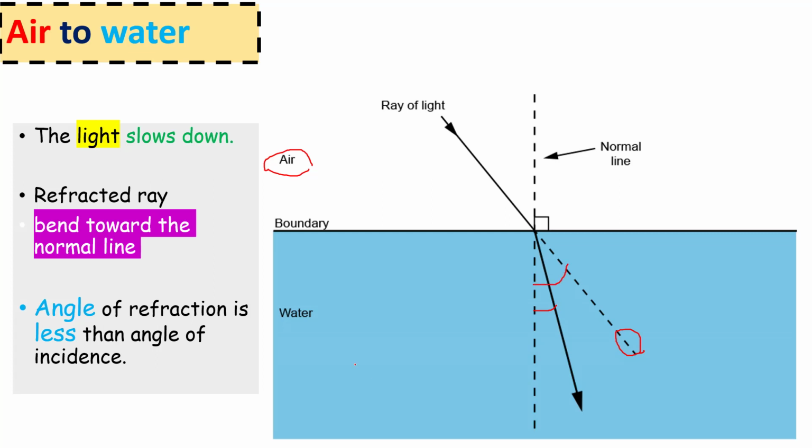Do you understand? One more time. If the light travels from the air to water, the refracted ray is bent toward the normal line, and the angle of refraction is less than the angle of incidence. If this one is maybe 70, this one is going to be 30. Why? Because it's less than the angle of incidence. This one, the angle of incidence, is 70.